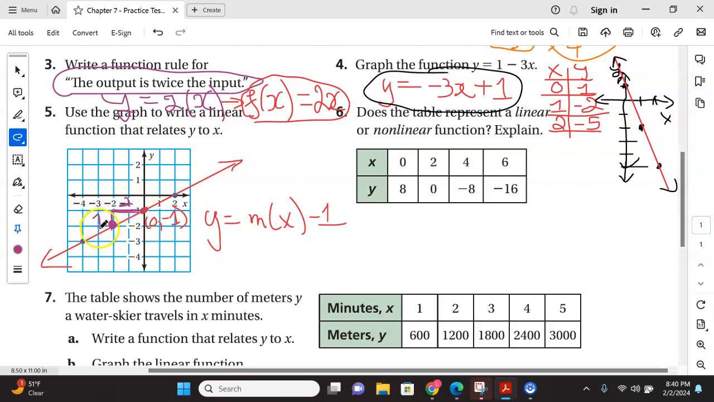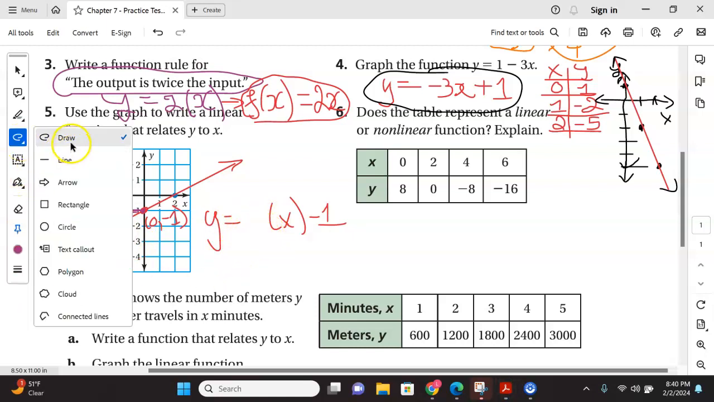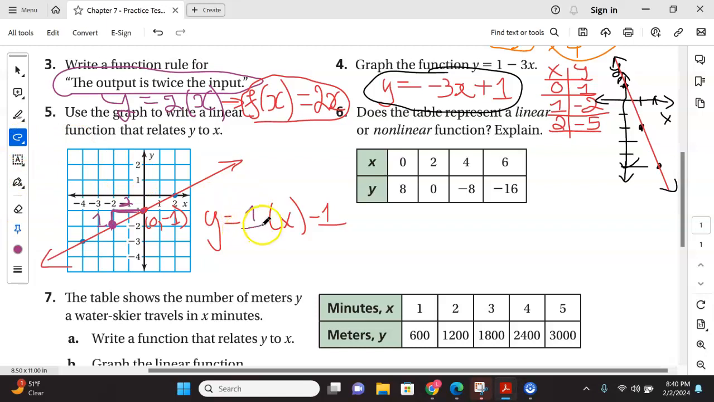So again, the definition of slope is rise over run. I'm going to replace the 1 over 2 in for the slope. So my slope there is 1 over 2. So my equation, or my function for this, is y equal 1/2 x minus 1.